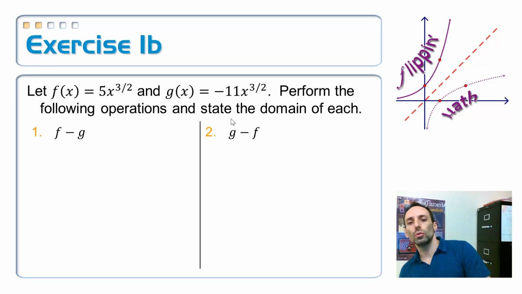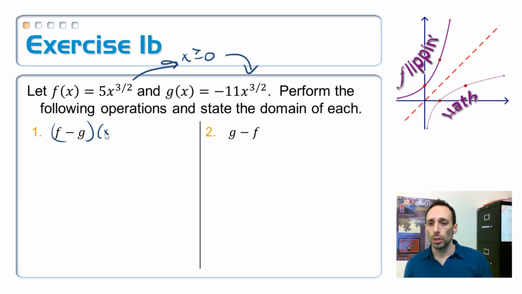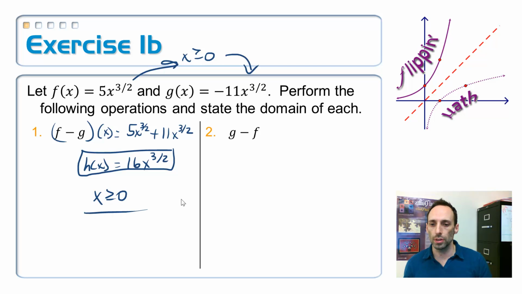Okay, here's the second part of this. Let's do some subtraction of these functions. So it's still exactly the same functions, and remember the domain here was x is greater than or equal to 0 on both of them. Okay, so whenever I go to subtract f minus g of x, in that order, I got 5x to the 3/2 minus a negative 11, which makes plus 11x to the 3/2, and my new function h of x is 16x to the 3/2. And since they have the exact same domain for each part, this must also have the same domain, x is greater than or equal to 0.